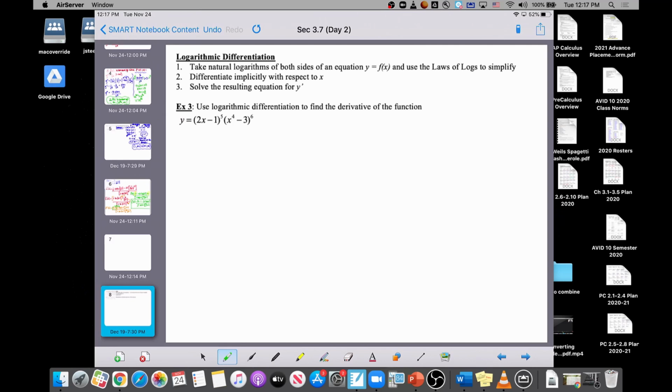The first step is you take the natural logarithm of both sides of the equation, and then you use the laws of logarithms to simplify the right side of the equal sign. So let me show you what I mean. Step 1 here, we're going to write natural log y is equal to natural log of (2x minus 1) to the 5th times (x to the 4th minus 3) to the 6th, okay?